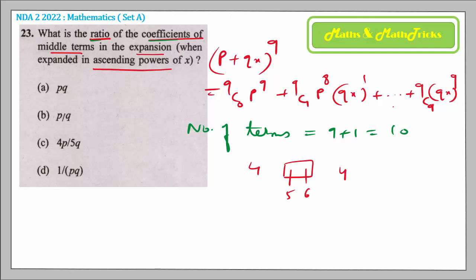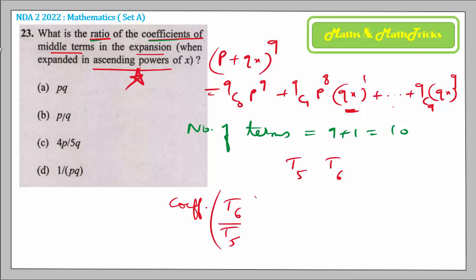So what you will do for this question, you will find the 5th term and 6th term. For them you take their coefficients, and you consider the coefficients ratio in the ascending power of x. You notice that the power of x is more in the second term than the first term. So when you take the ratio of the fifth and the sixth term, you will be taking the ratio of T6 by T5 with their coefficients. You have to take the ratio of the coefficients of T6 to T5.